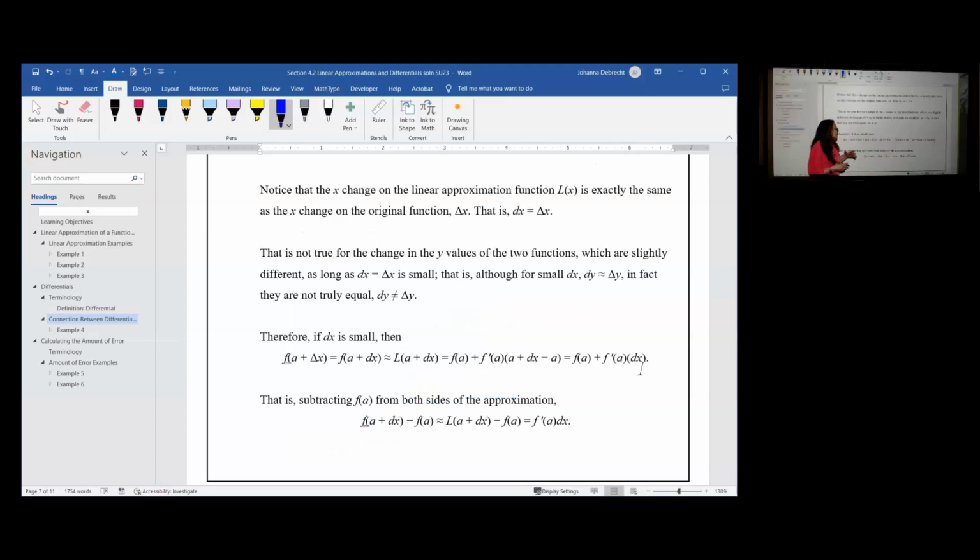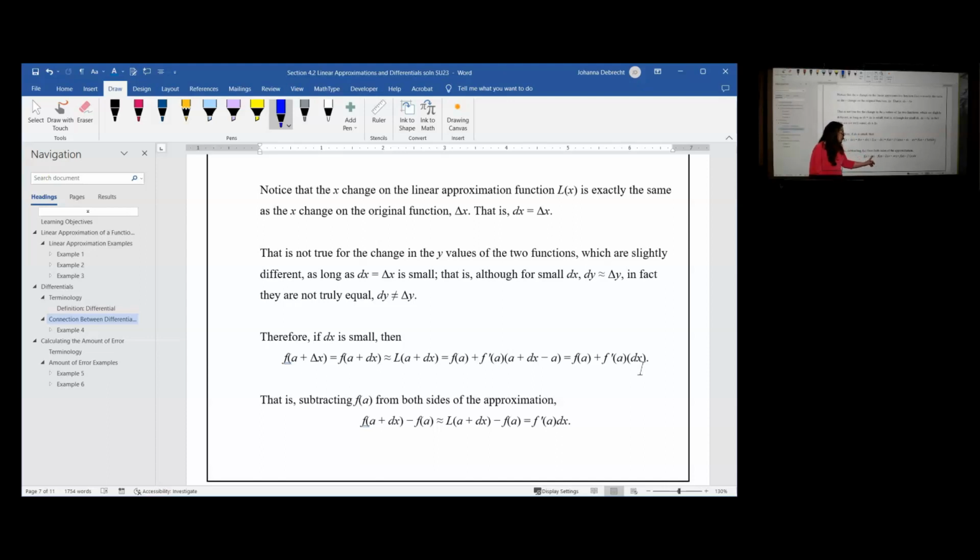This means that as long as dx or delta x is small, then I can approximate the value of the function f of a plus delta x, which is the same as f of a plus dx, with the tangent line approximation, L of a plus dx, which becomes the function value at a plus the derivative at a times the differential dx. If I were to then subtract f of a from both sides of this equation that you see, then I would end up with what you have at the bottom.